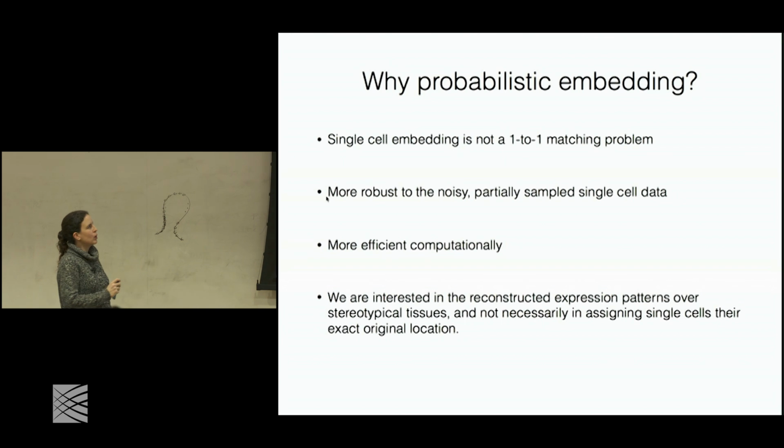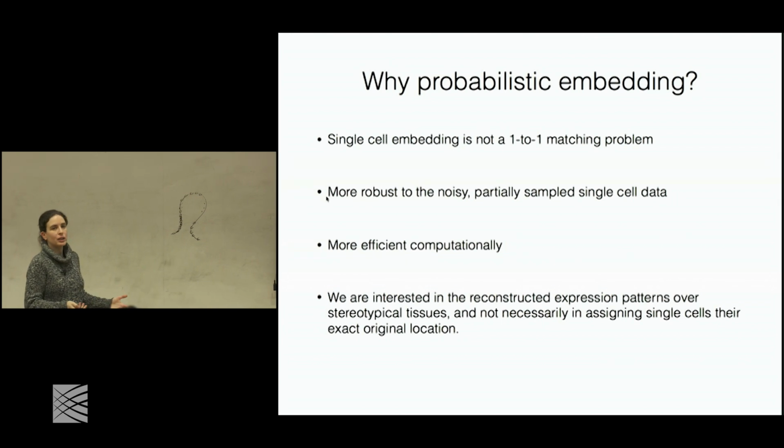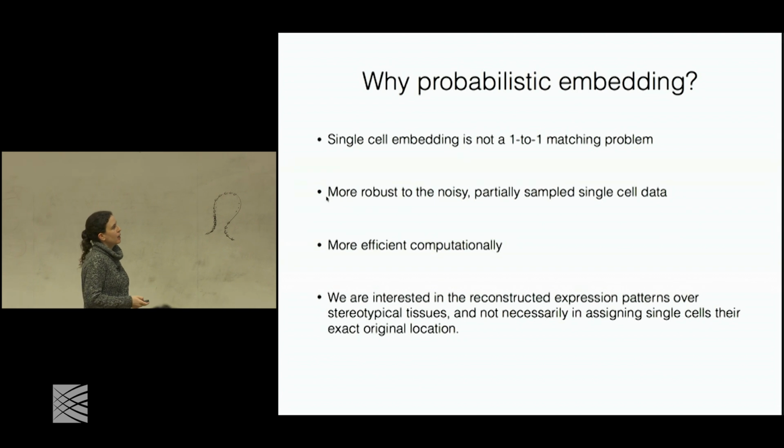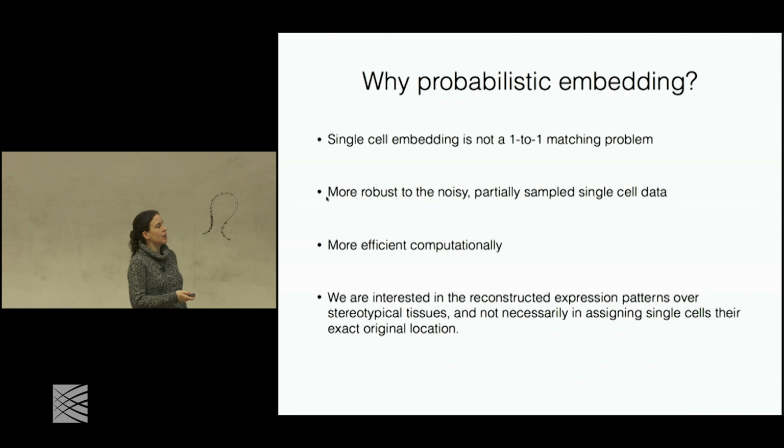Right, so why would we actually like probabilistic embedding as opposed to deterministic one? There are a few different reasons. The first one is that inherently, this type of embedding between cells and locations is not a one-to-one matching problem. We actually don't expect these two matrices to be exactly the same. And that has several different reasons.